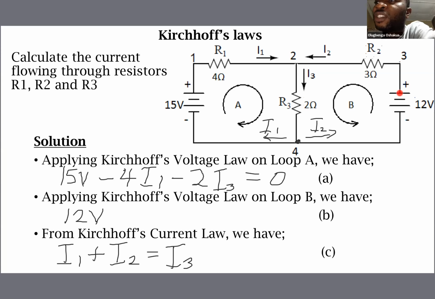So we have left the 12 volts battery. We are now at resistor R2. The direction with which we are traveling agrees with the direction of I2. Then we can say that the voltage of I2 R2 has dropped. Since I2 R2 has dropped, and R2 is 3 ohms, then we can say 3I2 has dropped. And that will mean minus 3I2.